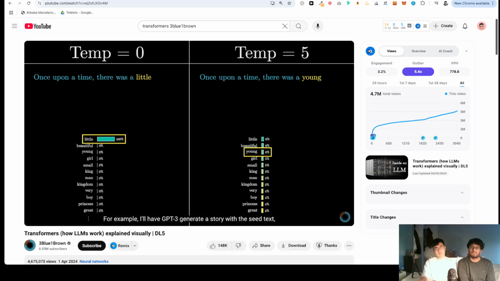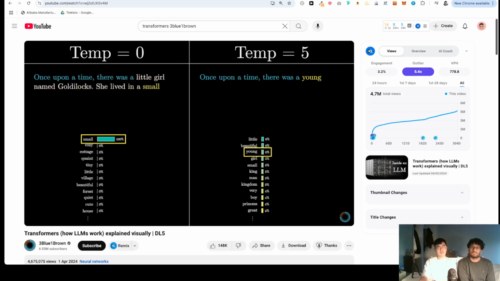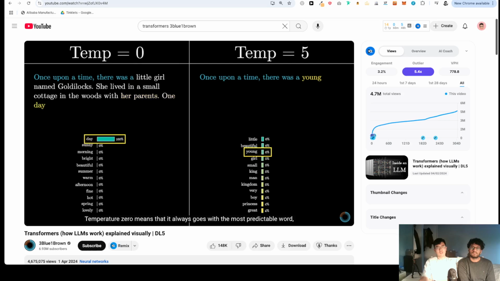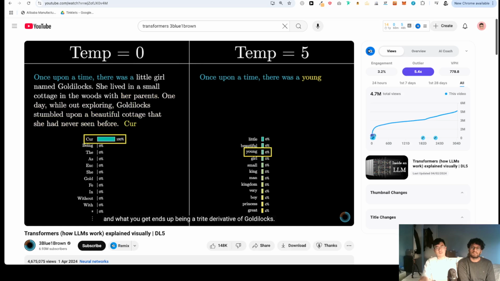For my example, I'll have GPT-3 generate a story with the seed text, once upon a time there was a, but I'm going to use different temperatures in each case. Temperature 0 means that it always goes with the most predictable word. And what you get ends up being kind of a trite derivative of Goldilocks.